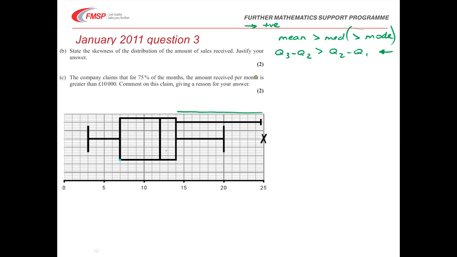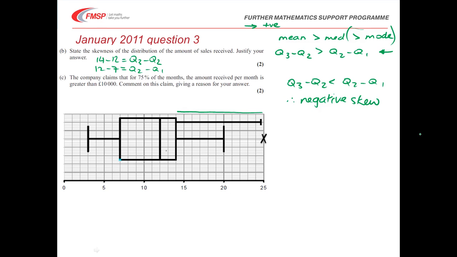So Q3 minus Q2 is 14 minus 12. Q2 minus Q1 is equal to 12 minus 7, which is 5. So we can say quite happily that Q3 minus Q2 is less than Q2 minus Q1. So as a consequence, we are going to have negative skew. So therefore, negative skew. And that is pretty much a perfect answer.